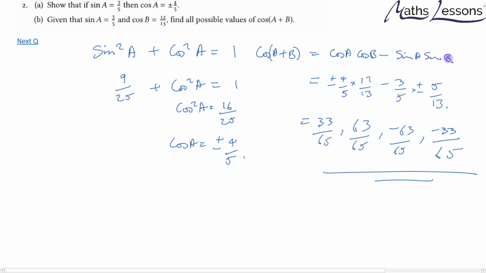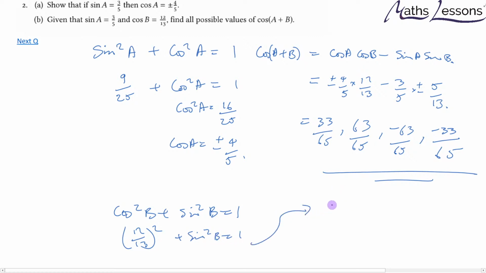If you just want me to quickly go over why sine B is plus or minus 5/13, here's what happens. We know that cos squared B plus sine squared B must equal 1. So therefore (12/13) squared plus sine squared of B equals 1. And basically if we simplify that, we get sine B is equal to plus or minus 5/13. I'll leave you to do the arithmetic and work that out.